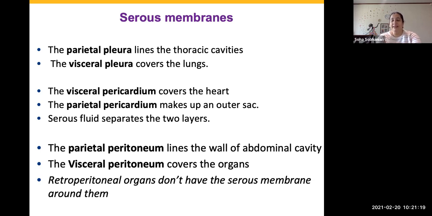One quick note, guys, in terms of the organs found inside the abdominal cavity, there are organs that are technically not surrounded with this double membrane, and these are called retroperitoneal organs. These organs do not have that wrapping around them. It includes part of the intestines as well as your kidneys. They're not part of this serous membrane, so they do not belong to that.